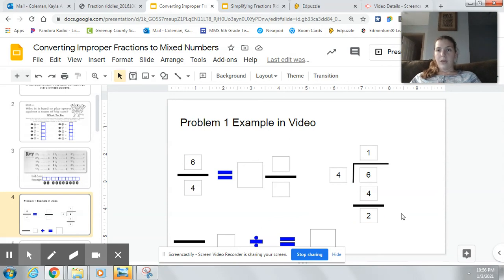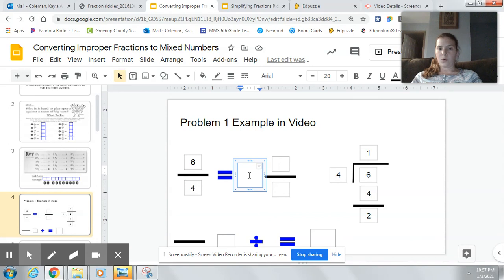If we were dealing with decimals, we would want to add a decimal and a 0 and bring a 0 down to get a decimal answer. I don't want a decimal answer. I want a mixed number, so a whole number with a fraction left over. To figure out the whole number is how many total times 4 went into 6. 4 went into 6 one whole time. So 1 is going to be our whole number, 1 whole.